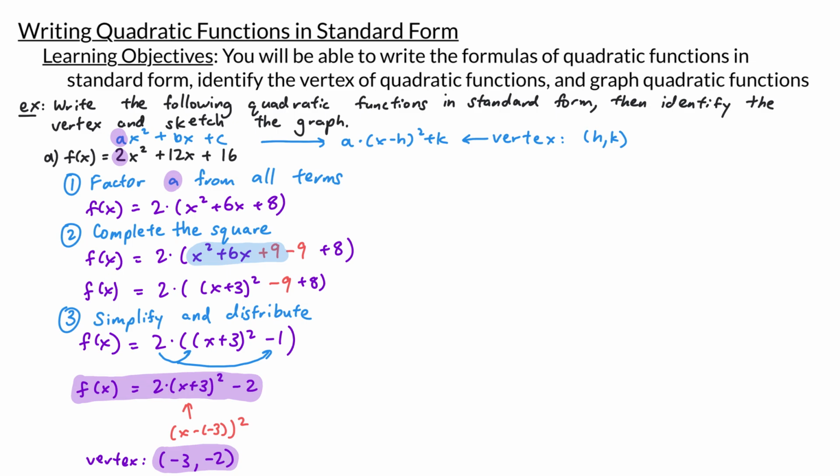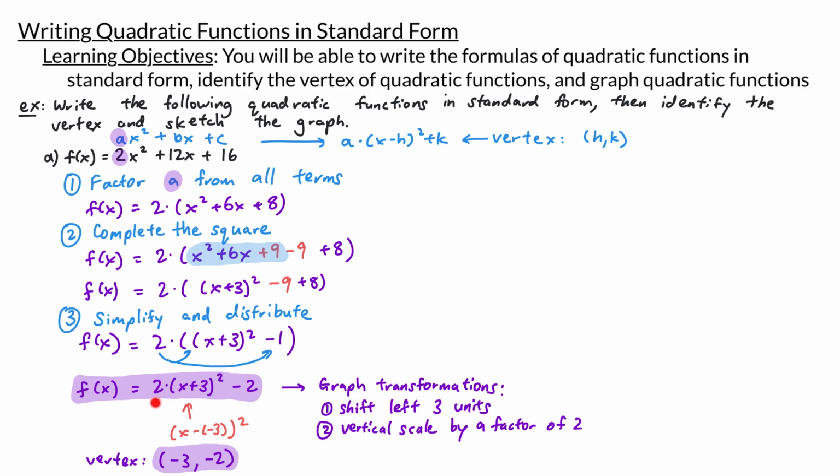Now, one last thing we want to do here is to graph this quadratic function. Because we've written this quadratic function in standard form, we can think of our function as graph transformations applied to the x squared function. Specifically, the plus 3 inside the square corresponds to a shift to the left 3 units. The multiplication by 2 outside of the square corresponds to a vertical scale by a factor of 2. And then lastly, the minus 2 at the end corresponds with a shift down 2 units. Let's use these graph transformations to help us draw the graph.